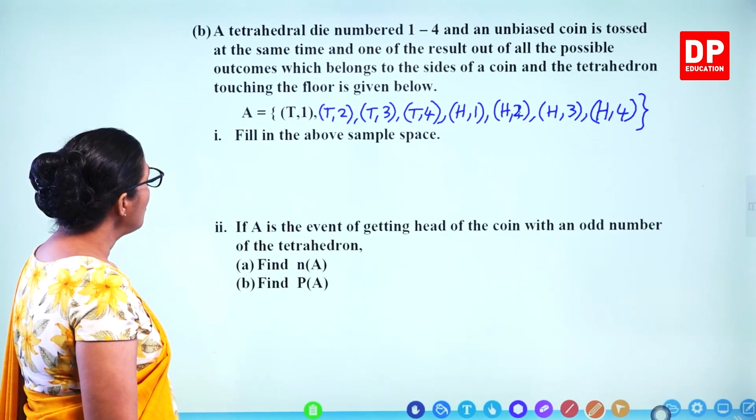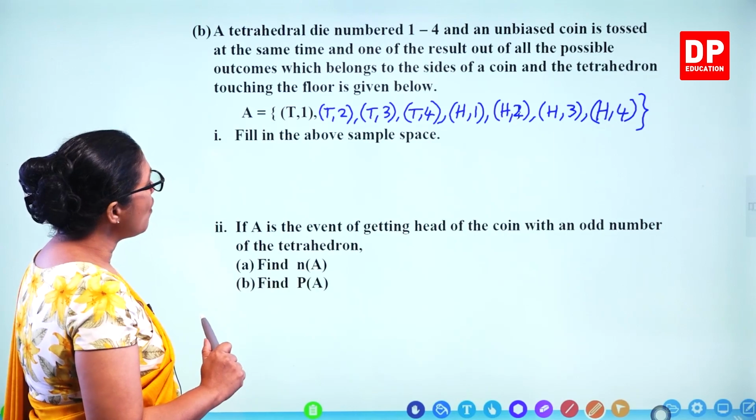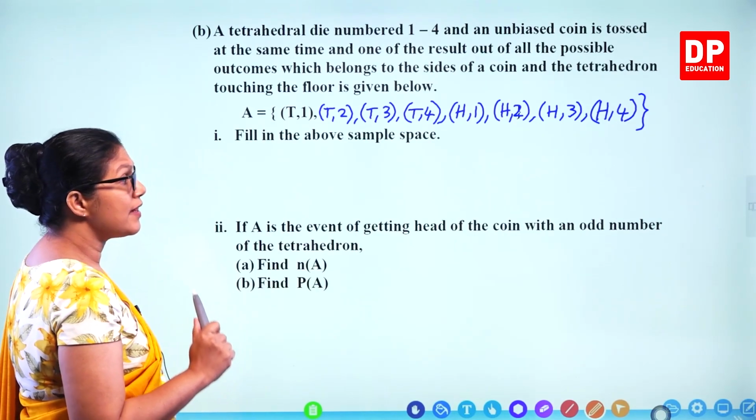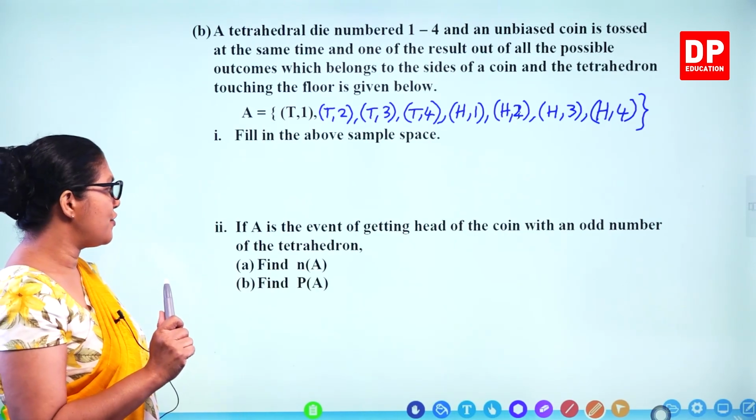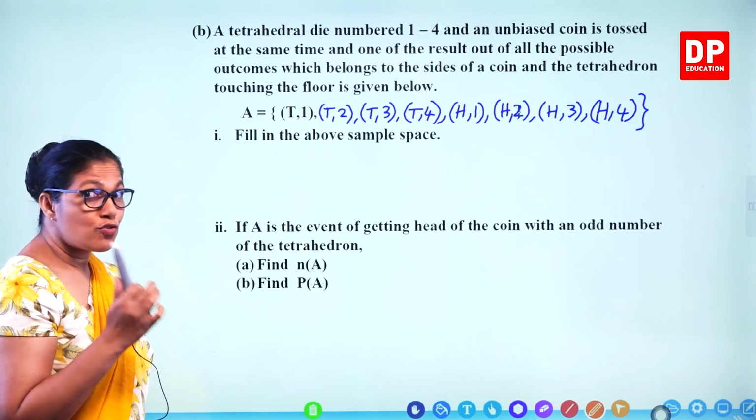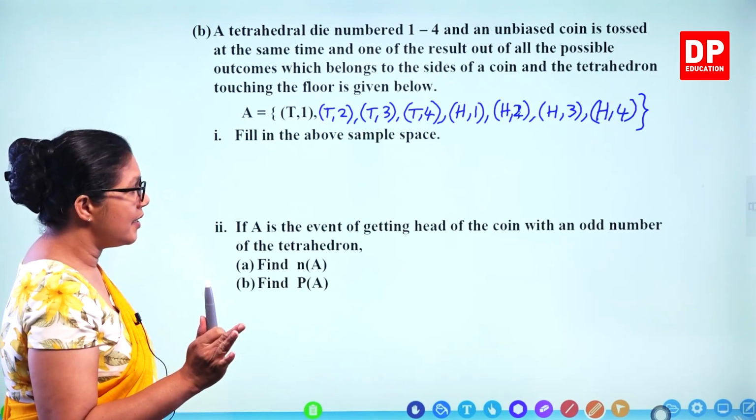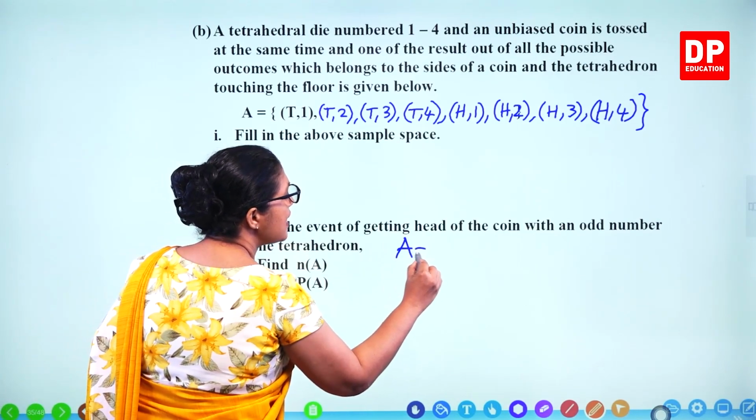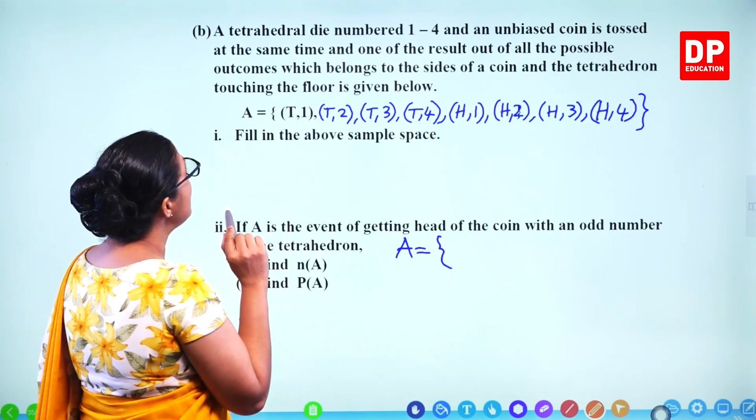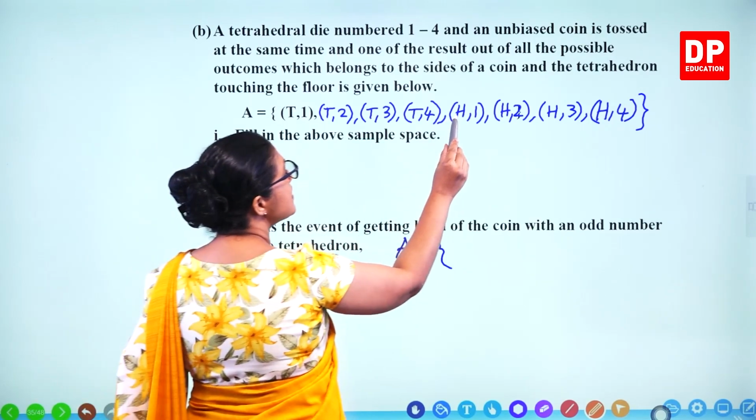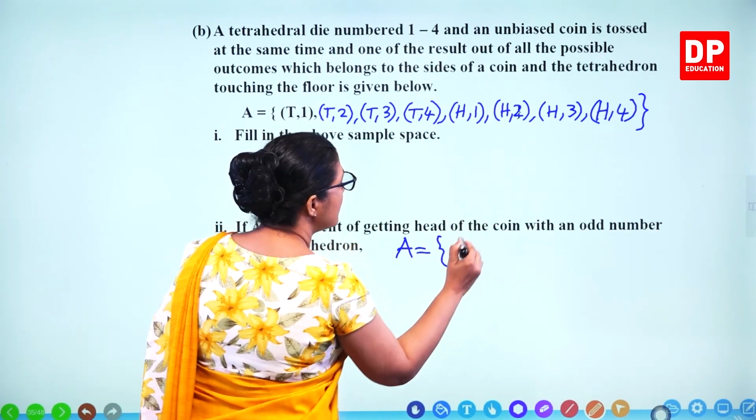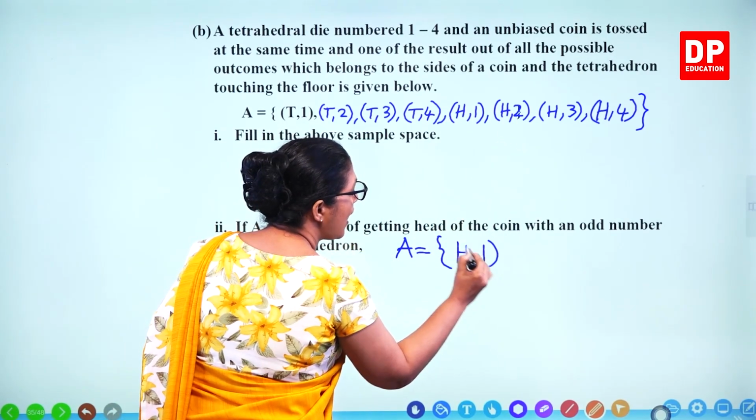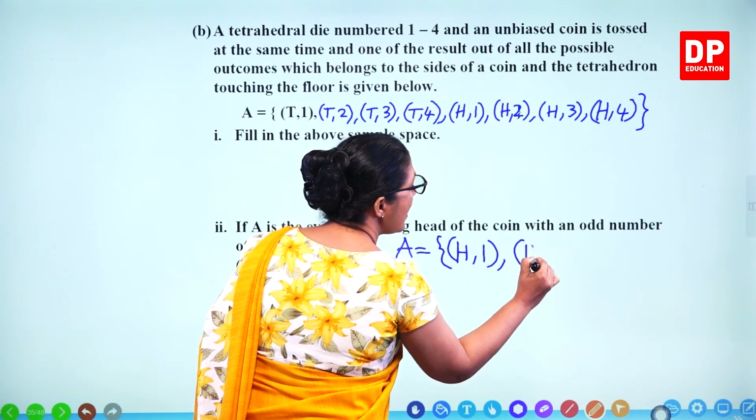So part 2. If A is the event of getting a head on the coin with an odd number on the tetrahedron, find n(A). So this is only odd numbers and heads only. So what are the possibilities of getting this? You can get only heads and an odd number. So H1 you can take, or H3.